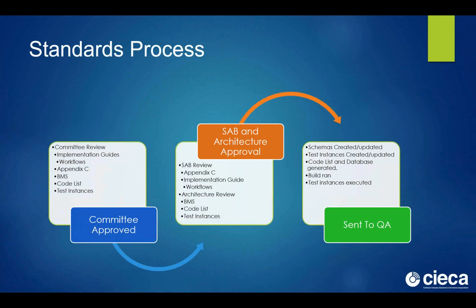Once we have approval, the schemas are created or updated based off of the changes that were made to BMS. The test instances are created and updated to make sure that everything is tested. The code list and the database are generated. We run a build to package all of this information together. And then we execute the test instances to make sure that we did not break anything and validate that everything has been tested. Once that is successful, we send this to QA.